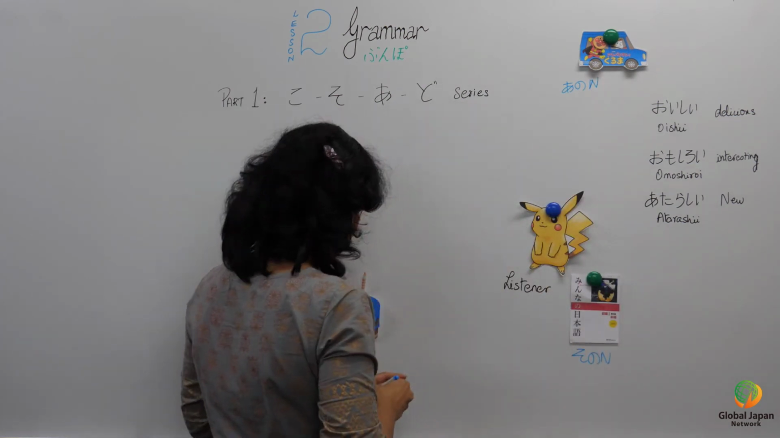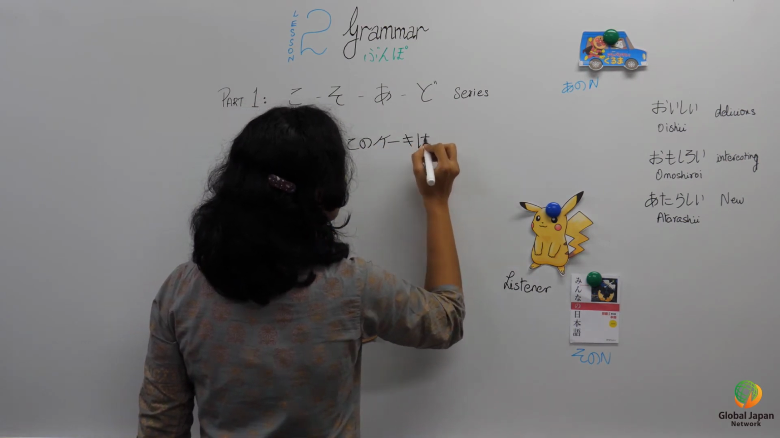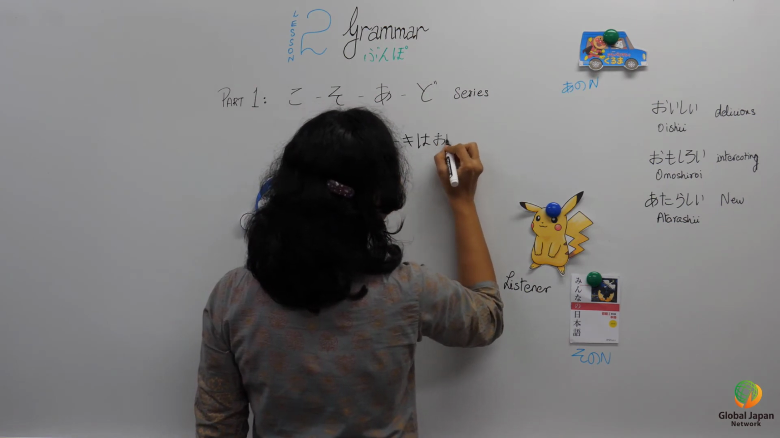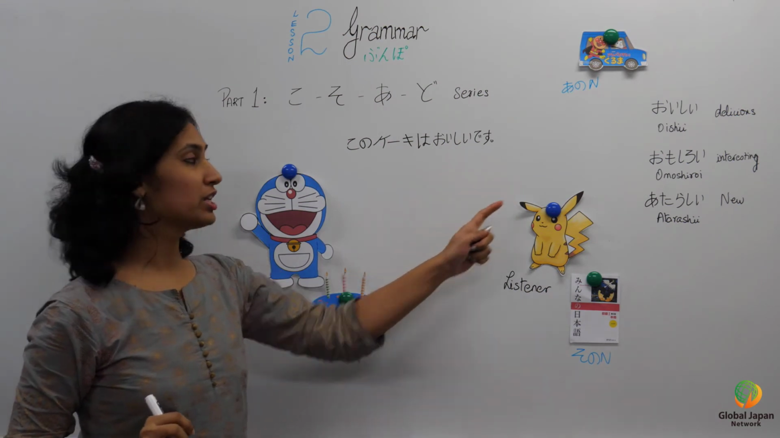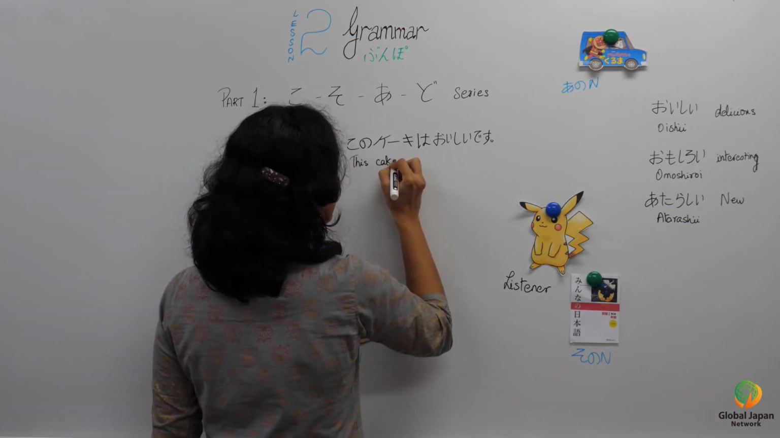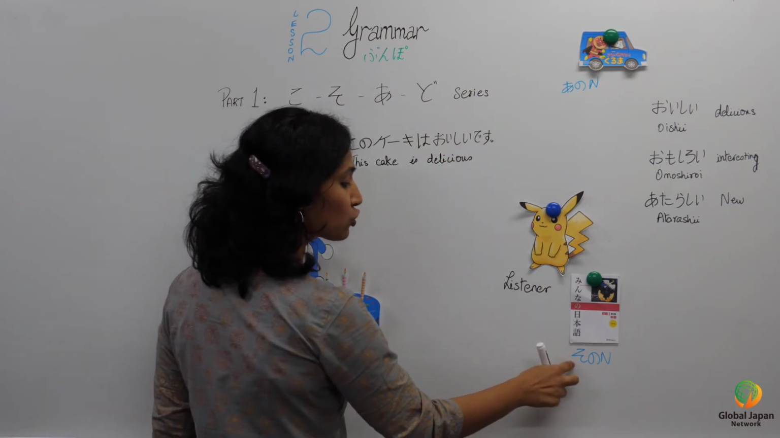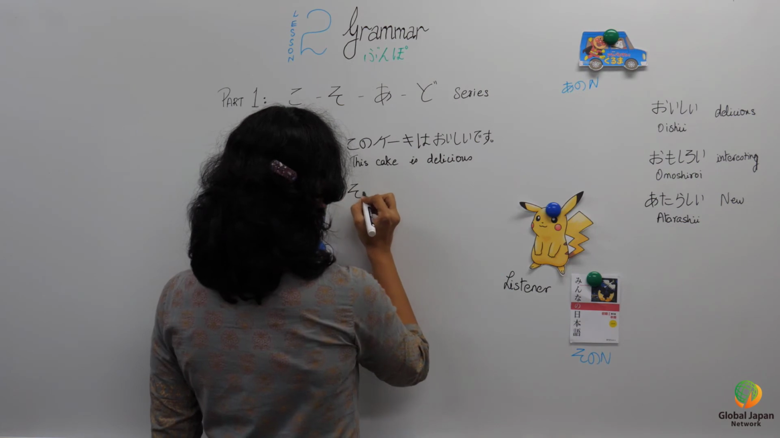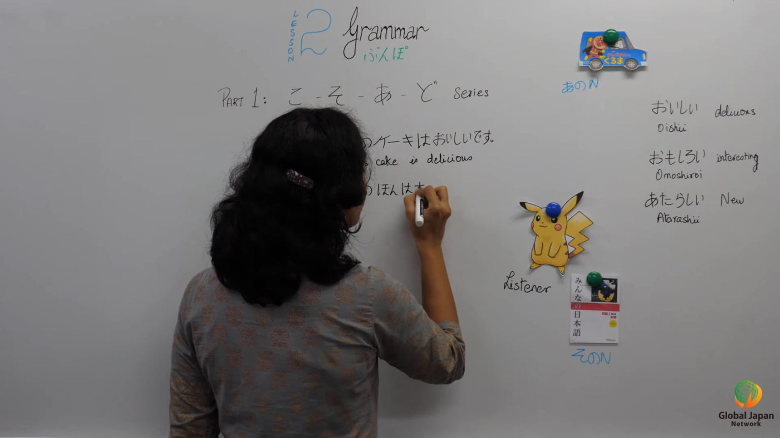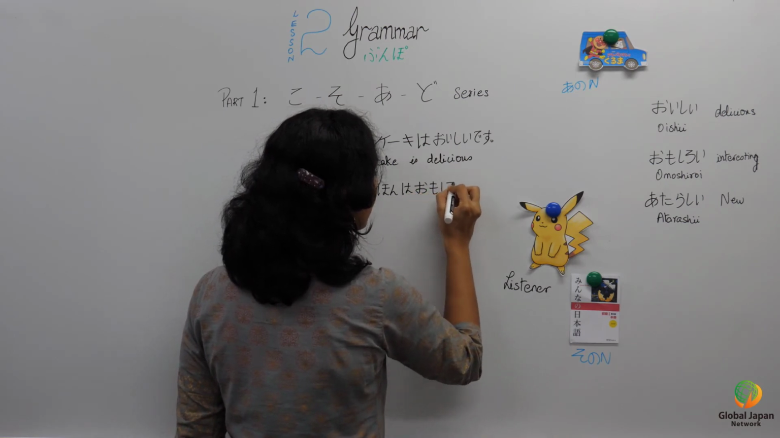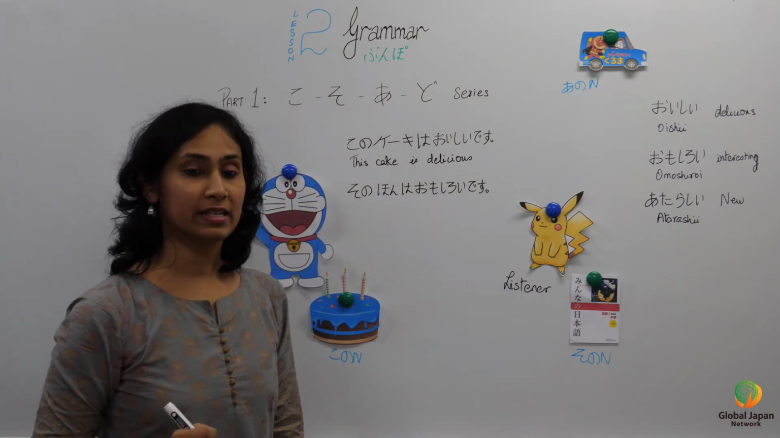Let's frame our sentences. Kono keiki wa oishii desu. Kono keiki wa oishii desu. This cake is delicious. Next sentence with sono. Sono hon wa omoshiroi desu. Sono hon wa omoshiroi desu.